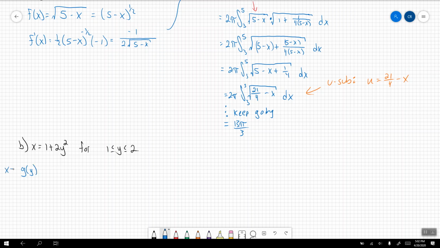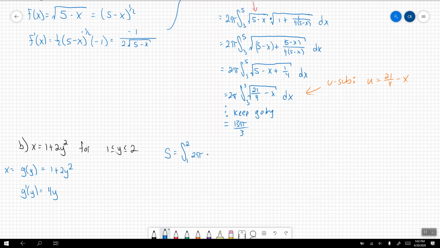In other words, x is 1 plus 2y squared. And if I take a derivative here, g prime of y, then my derivative is just going to be 4y. Nice. So that means that for my surface area, I'm going to be integrating from 1 to 2, and this is going to be 2 pi times g of y. But g of y for us, that's just the x value.